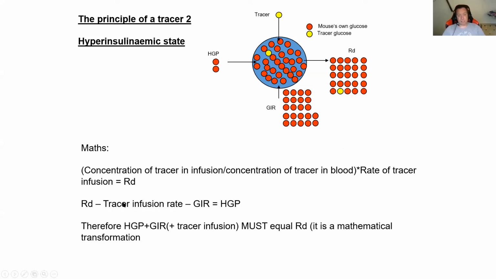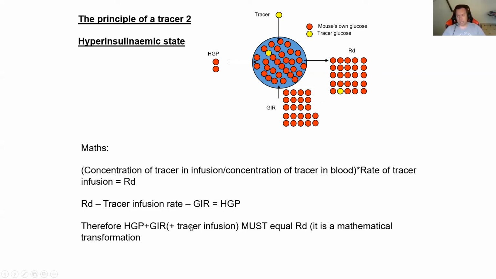RD minus the tracer infusion minus the GIR, so 25 minus 1, that's 24, minus 22, gives us 2. So that's the HGP: 25 minus 22 minus 1 is 2. That's how we can calculate the hepatic glucose production.